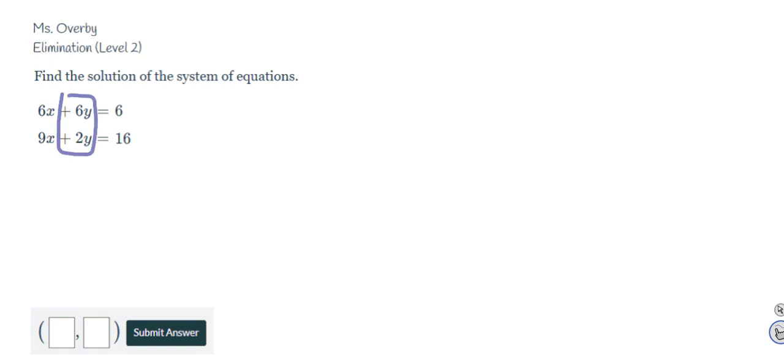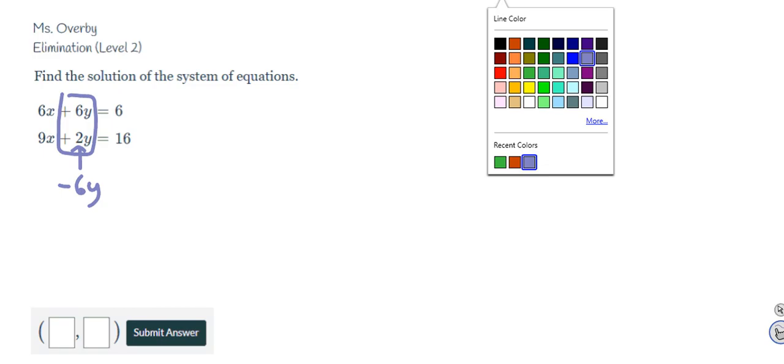So I can't make a 6 into a -9. I can't make a 9 into a -6. So we're going to ignore those. But this 2y, if I could just make that into a -6y, then the y's would cancel out and I'm good to go. So what do I have to multiply 2y by to make that happen? A -3, right? So we're going to do the same thing we just did.